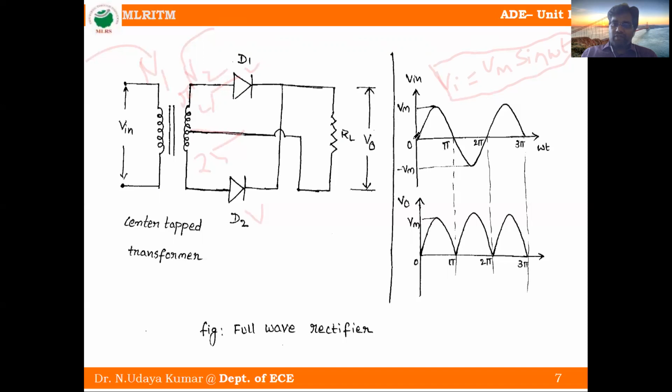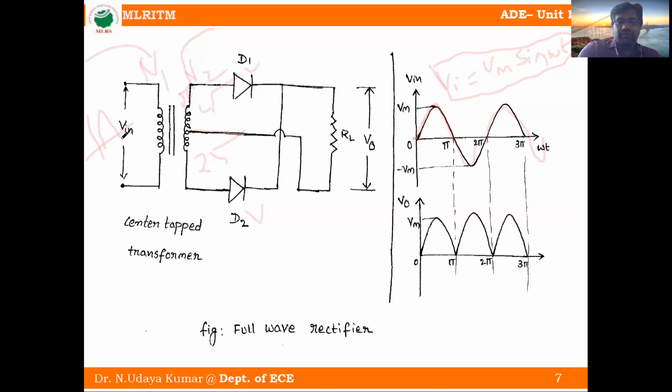This is one cycle from 0 to 2 pi, and 2 pi to 4 pi is the other cycle. So given the input voltage, we will get the output like this. Now we will see one by one what happens if the input is sinusoidal or one cycle. For example, if the input is only the positive half, we will see what happens.